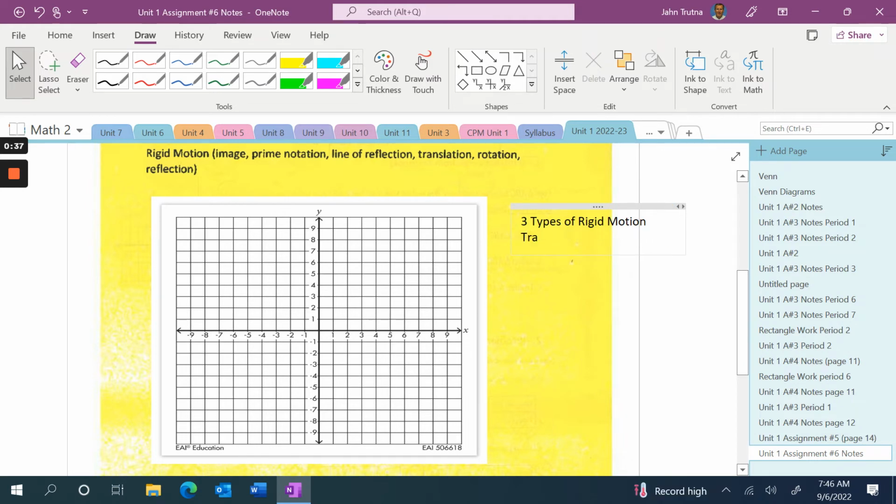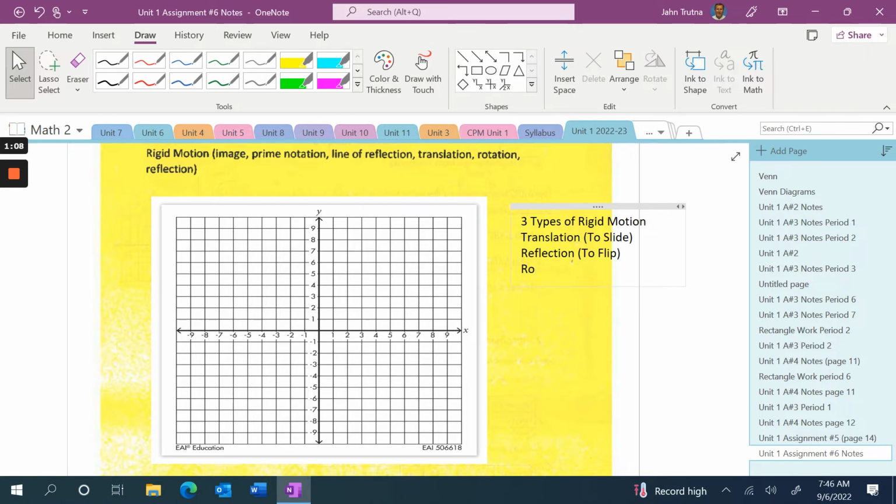I'm going to tell you what each type is. The first type is what we call a translation. And when you translate something, that means to slide a shape. So when you're doing a translation, you're sliding a shape around on the graph. Okay, another type of rigid motion is a reflection. And when you do a reflection on a graph, that means to flip. So you're going to flip a shape around when you do a reflection.